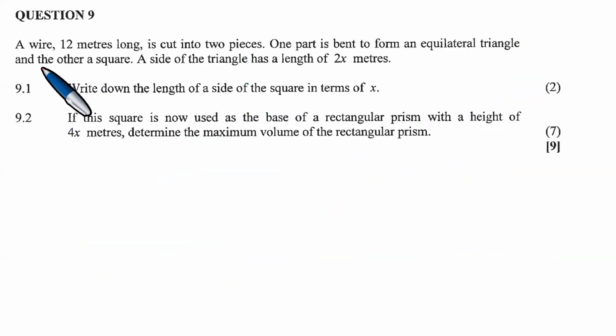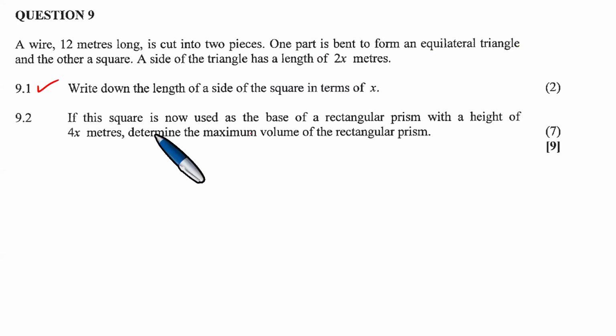Right. So at this point, we're saying a wire 12 meters long is cut into two pieces. One part is bent to form an equilateral triangle and the other a square. A side of the triangle has length 2x meters. Write down the length of a side of the square in terms of x. That's a beautiful 2 marks.